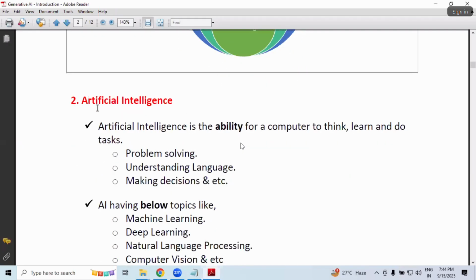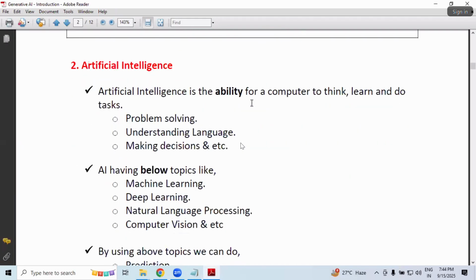The next one, what is AI? AI is the ability for a computer, yeah, we already know this one. How will it think, learn, and do tasks? Problem solving. We used to do problem solving. Some problems we can solve, we can find the solution. Understanding the language. Who will understand language, sir? Generally, do you think animals? No, humans. The next one, making decisions. Today it's raining. Can we go for class or not? That is decision making, right?